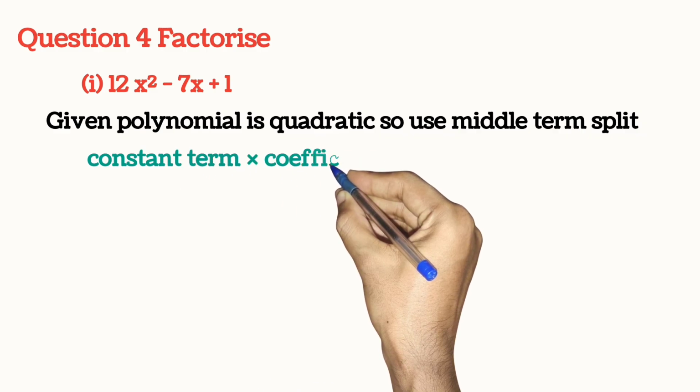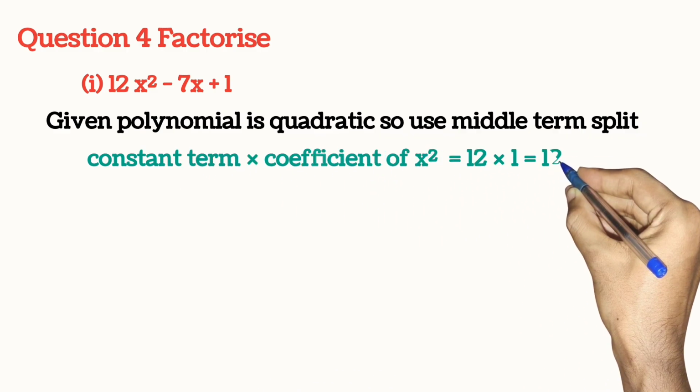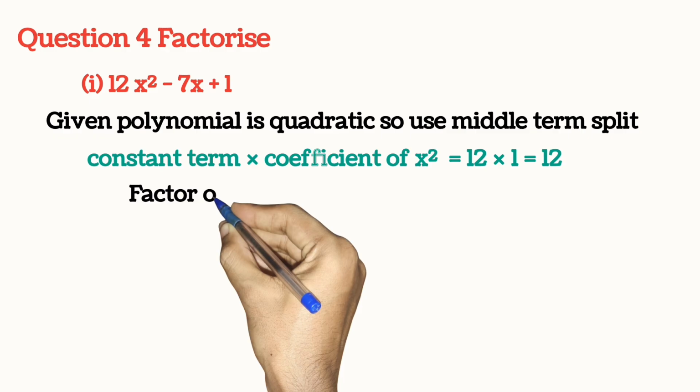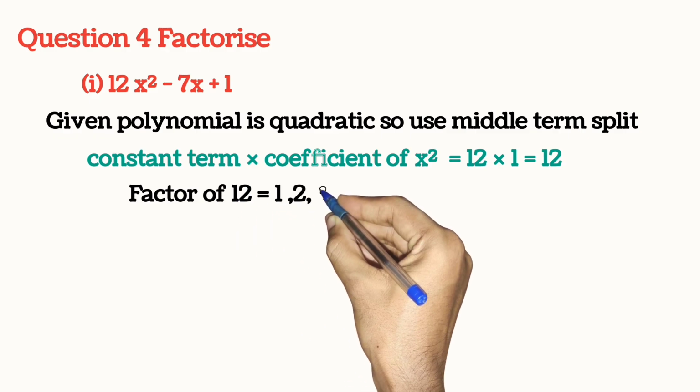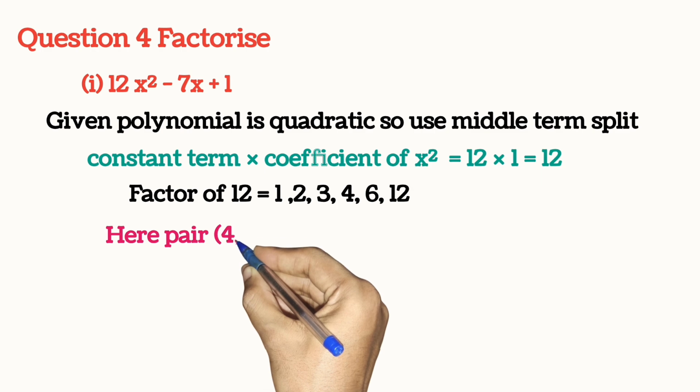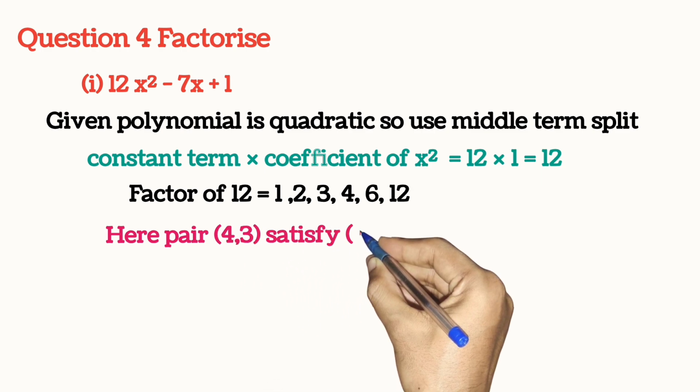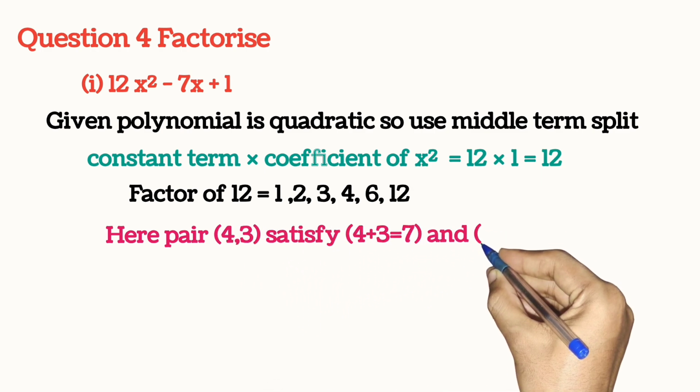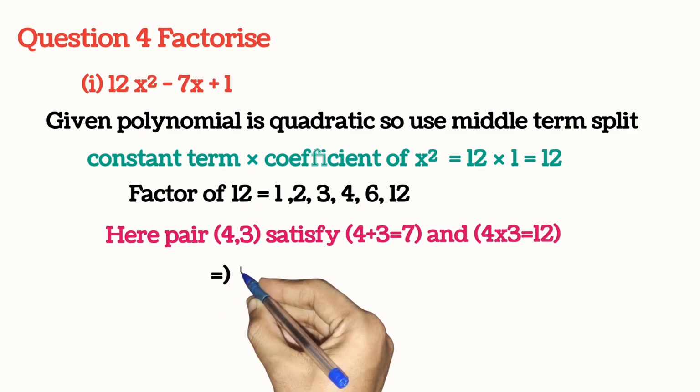Constant term into coefficient of x square, that is equal to 12 into 1 equal to 12. Now factors of 12, that is equal to 1, 2, 3, 4, 6 and 12. Here pair 4 and 3 satisfy. 4 plus 3 equal to 7 and 4 into 3, that is equal to 12.